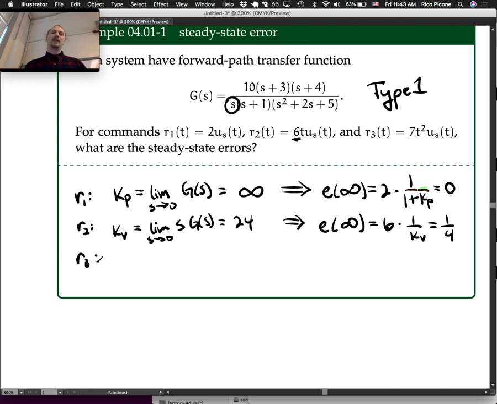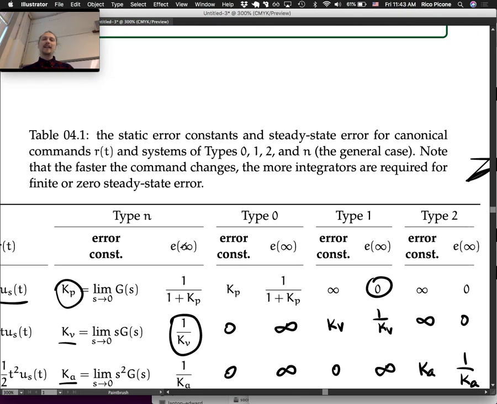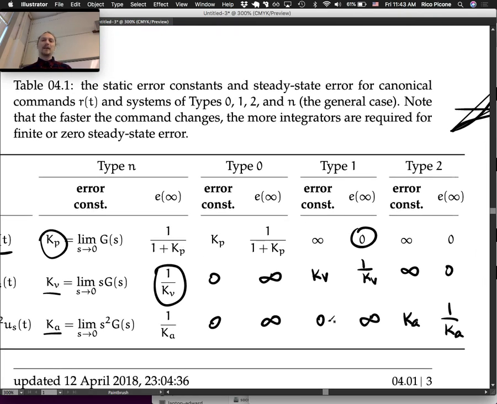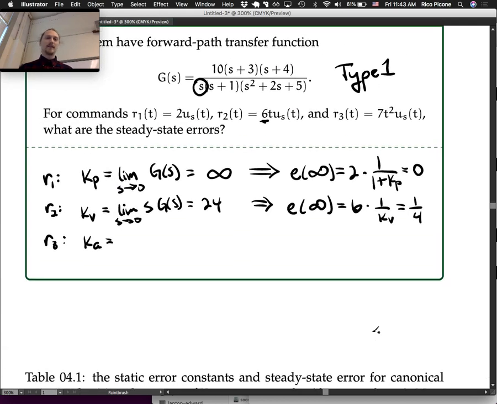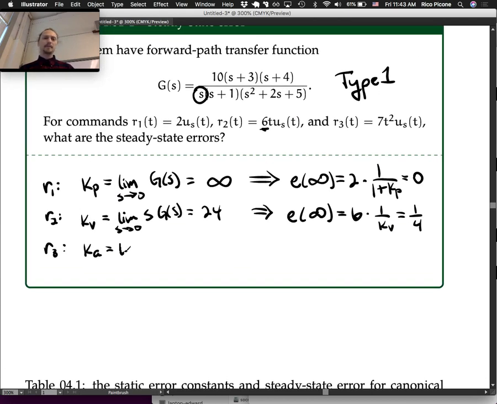R3. So notice this got worse, right? It went from 0 steady state error to finite steady state error. We're expecting that if you put in a parabola, something bad will happen, right? We already know that. But let's compute Ka just to see. We're expecting Ka for a type 1 system to be 0 and the steady state error to be infinite. But just for demonstration purposes, let's plug it in.